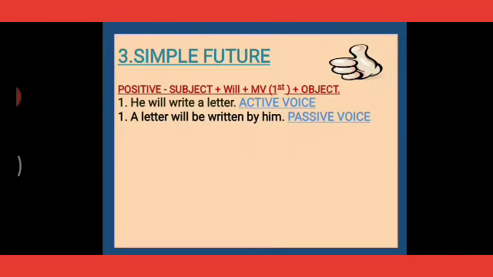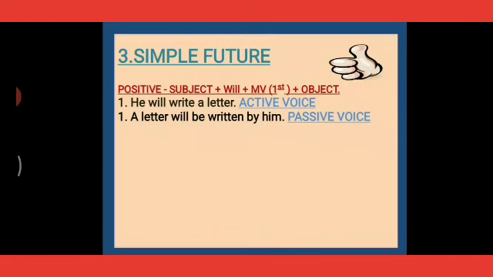So how do we frame a positive sentence in simple future? Subject plus will plus first form plus object. Look at the sentence: he will write a letter. This is active voice. How do we convert it? A letter will be written by him. That means to convert simple future tense into passive voice, will is changed to will be plus third form.